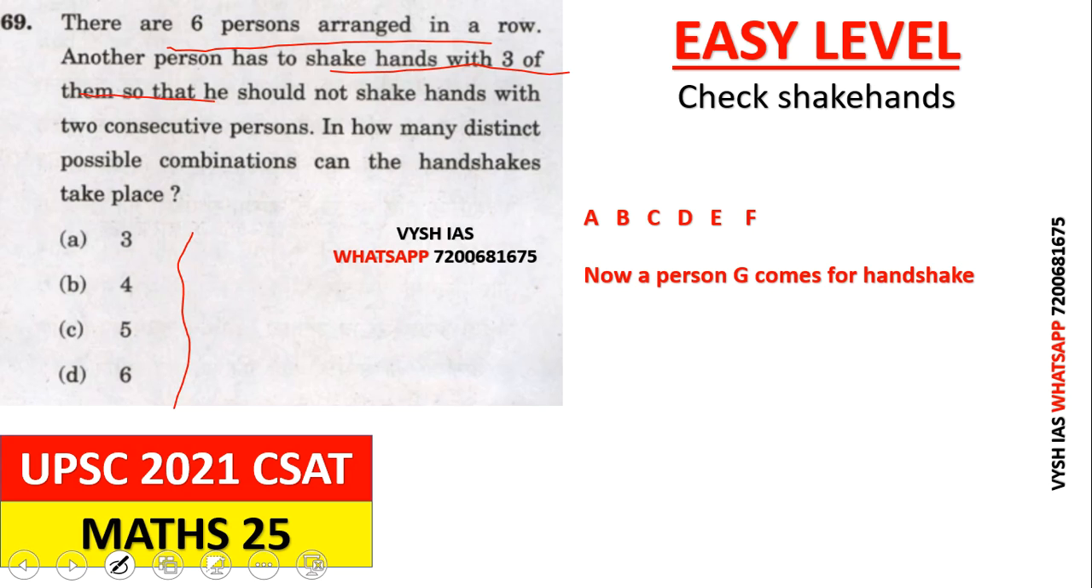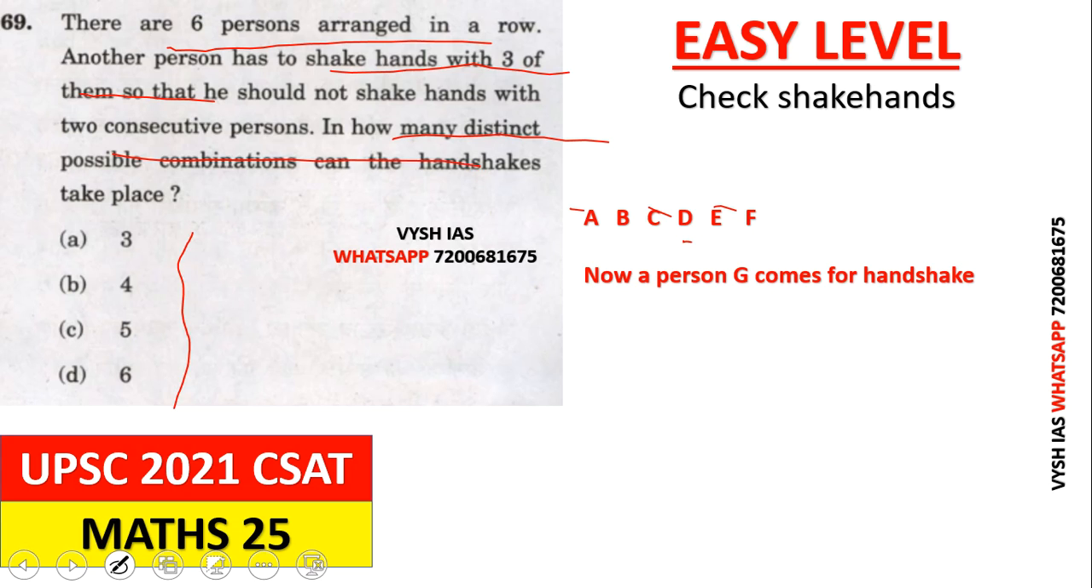So that he should not shake with 2 consecutive persons. Meaning if he gives a handshake to A, then he should not shake hands with B. He should directly go to C. It should not be consecutive. Then skip D, go to E. So like that, in how many distinct possible combinations can he do handshake?